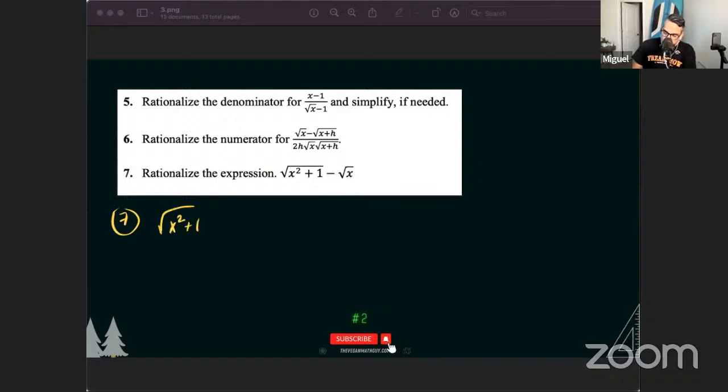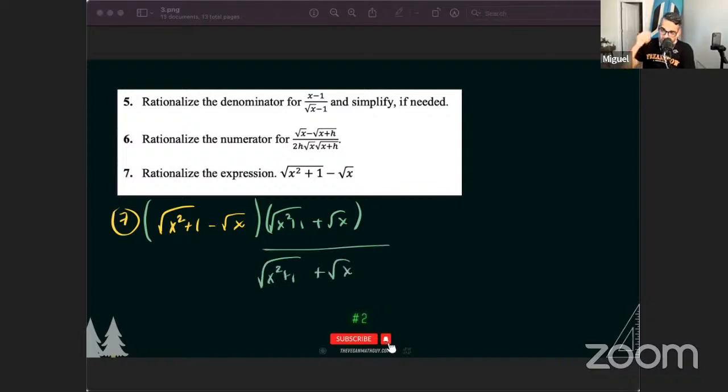So we have root x squared plus 1 minus root x. There's not much to this. I think all we have to do now is multiply the top and the bottom by root x squared plus 1. Oops. Plus root x. Don't forget, it's the same expression, but opposite signs. And then on the bottom, I have to also multiply that. Now, why do we do this? Well, if you're multiplying the top and the bottom by the same thing, you're basically multiplying the entire expression by 1.